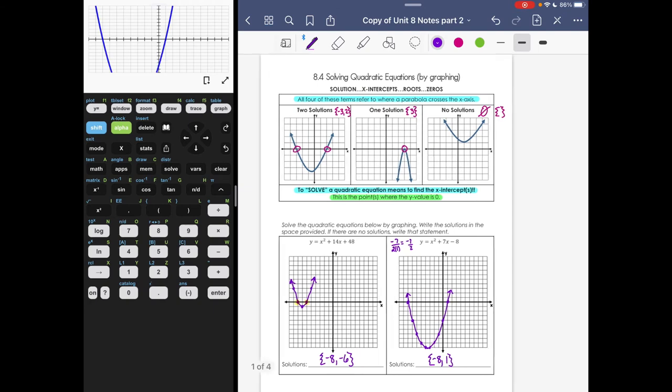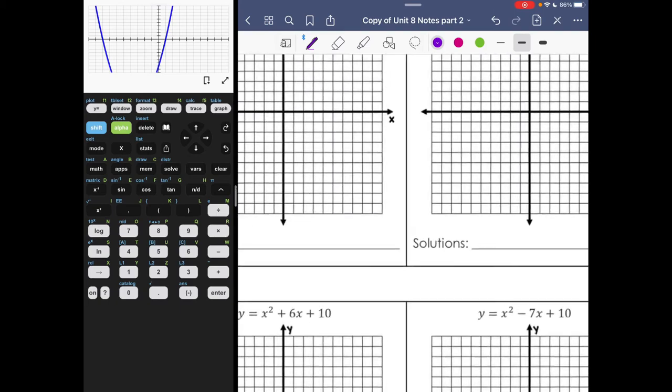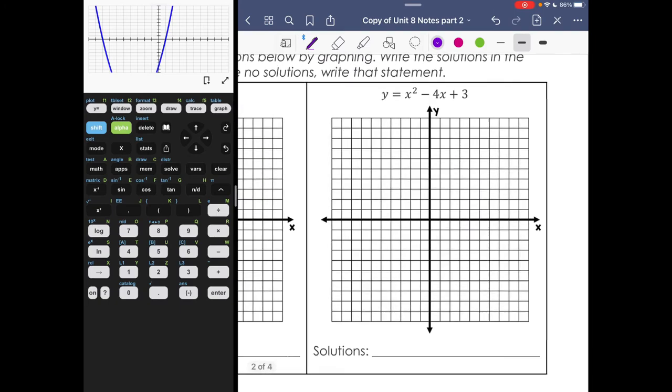All right, so that's that. And we've got 4 more. So I'm going to do a couple of these in each section and then leave some to do in class. So let's do, I'm going to do y equals x squared minus 4x plus 3. And the next one after that, x squared plus 6x plus 10. All right, so let's zoom this in so we can do this.